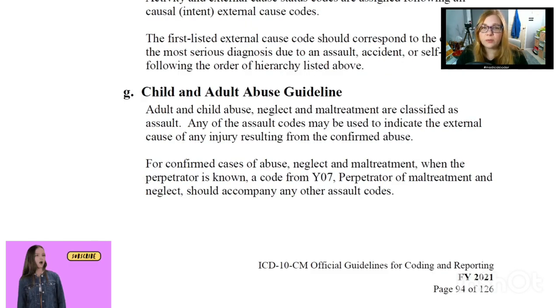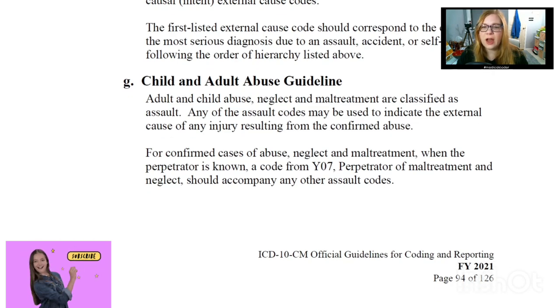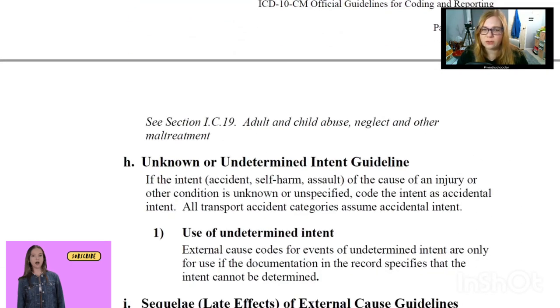Any adult or child abuse, neglect, and maltreatment are classified as assault. Any of the assault codes may be used to indicate the external cause of any injury resulting from the confirmed abuse. For confirmed cases of abuse, neglect, or maltreatment when the perpetrator is known, a code from Y07, perpetrator of maltreatment and neglect, should accompany any other assault codes.